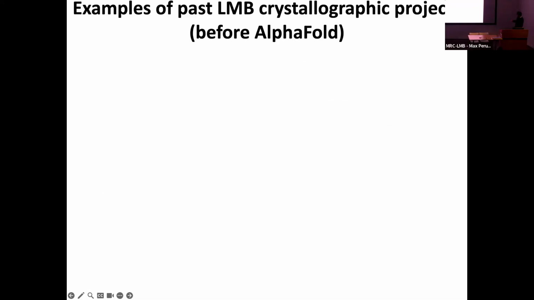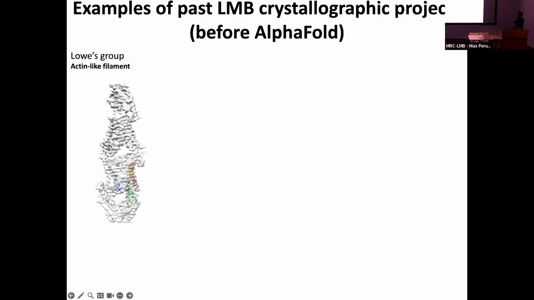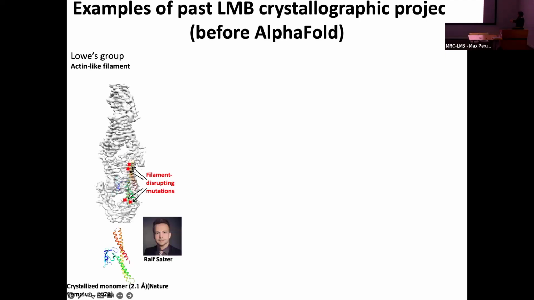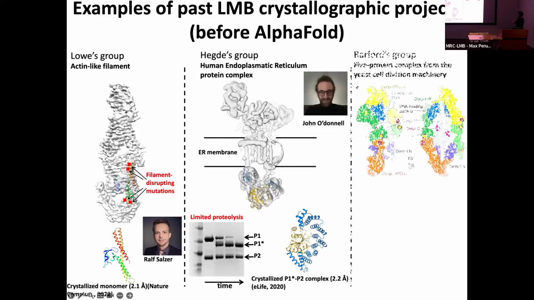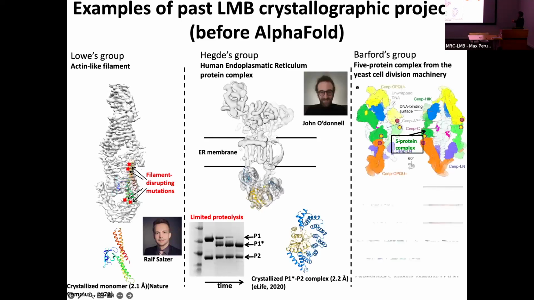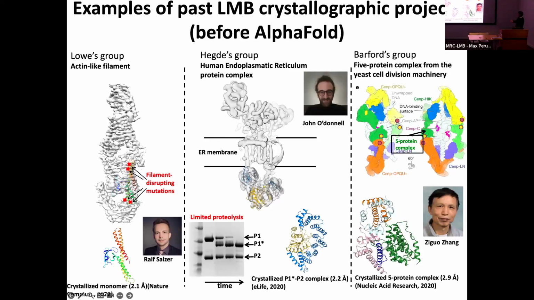Just some examples. Before AlphaFold arrived, this is some of the work we used to do at the facility. We built structures in low-resolution maps from cryo-EM. People couldn't build here because the resolution was too bad, so they used to crystallize a small part of the protein and then plug it into the density. This is Ralph, John, and Zigu. These days, this is pretty much done with AlphaFold, as we will see a bit later.